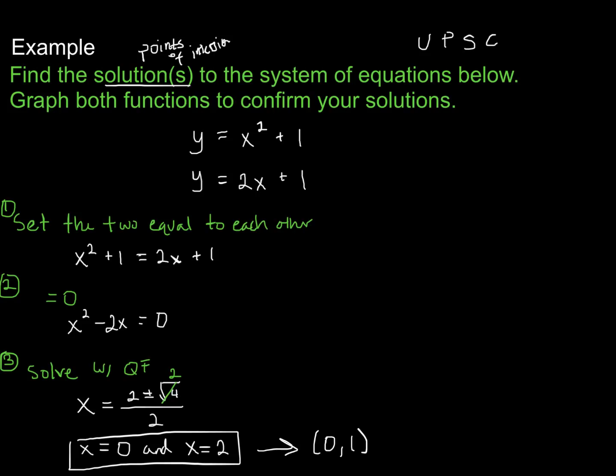And for 2, if I plug 2 into this function here, 2 squared is 4, plus 1 is 5. So notice here, 2 times 2 is 4, plus 1 is 5. So the other point is going to be (2, 5). So what I can say is these two functions will intersect at the point (0, 1) and the point (2, 5). Or I can say that the solutions are the x values at which the two functions will intersect, and those are when x equals 0 and when x equals 2.